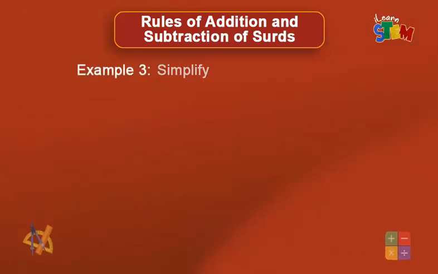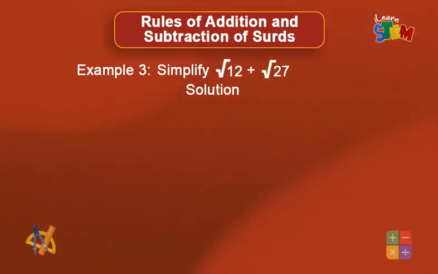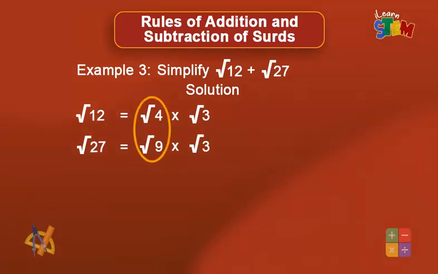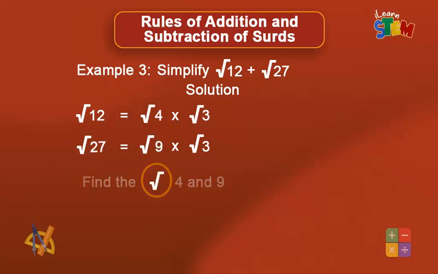Example 3. Simplify root 12 plus root 27. Solution. First, we look for a square number that is a factor of 12 and 27 respectively. Under root 12, we have root 4 times root 3. And under root 27, we have root 9 times root 3. Next, since 4 and 9 are square numbers, we find their square roots. Square root of 4 is 2, and square root of 9 is 3.